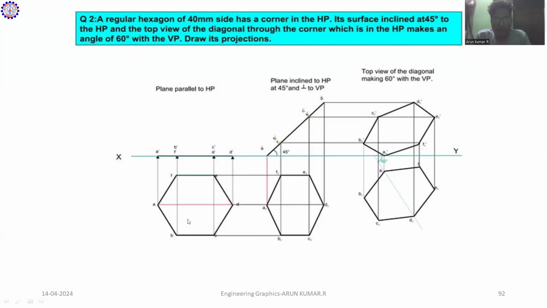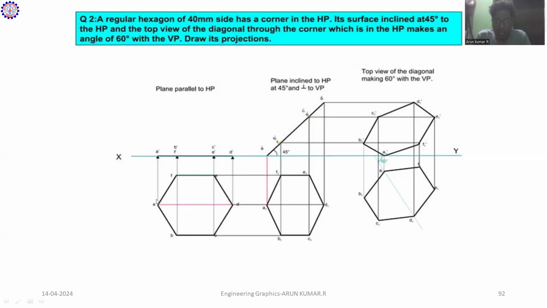First of all, you have to construct the hexagon. What is a hexagon? It has six sides and six corners. Based on the condition, it has a corner in HP, with a side length of 40 mm. So first you draw the 40 mm line with an interior angle of 60 degrees. Then you construct the hexagon, named A, B, C, D, E, F.